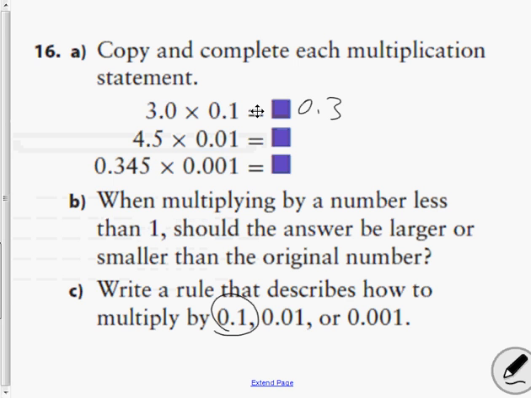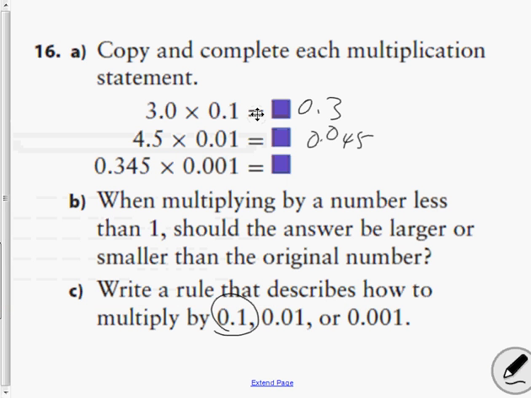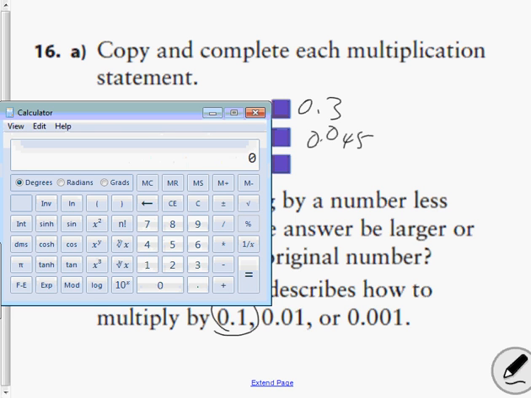When I multiply 4.5 by 100th, I get 0.045. And when I multiply 345 thousandths by a thousandth, I get 0.0000345. Okay?